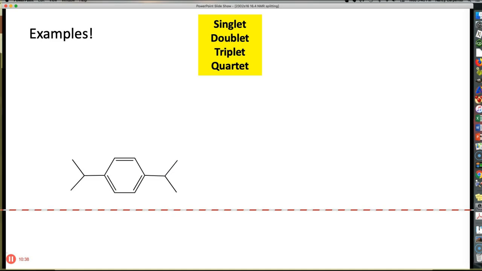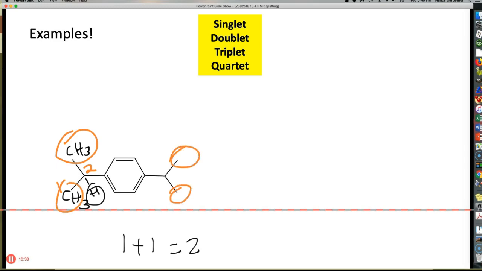What kinds of patterns should I expect to see for those 3 sets of hydrogens? Well, my CH3s, if this is 1, then this is 2, how many hydrogens do I have attached? There it is. I have 1 hydrogen next door. 1 plus 1 equals 2. Therefore, all of these CH3s should show up as a nice doublet. And that is not a nice doublet. That is an ugly doublet. But the point is a 2-line signal, both of them being the same height.